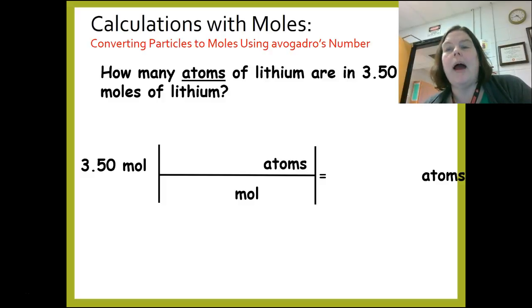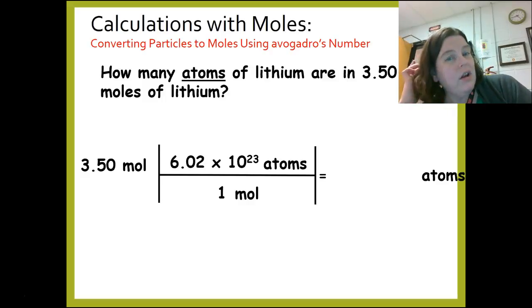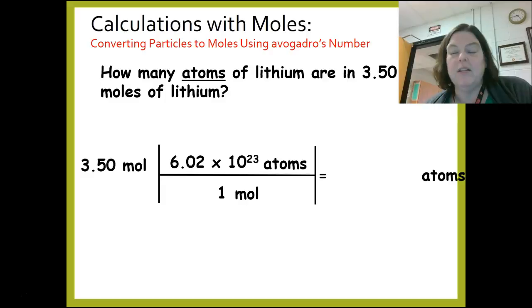Now I have to go back to my mole heart. Okay, what relationship am I talking about? I'm talking about atoms and moles. Atoms are representative particles. What number always goes with mole? 1. What number always goes with particles? 6.02 times 10 to the 23rd. I need to flip those around in my cast there.